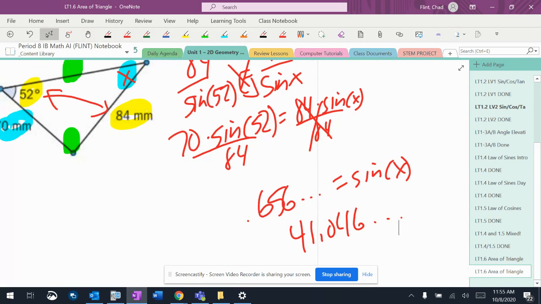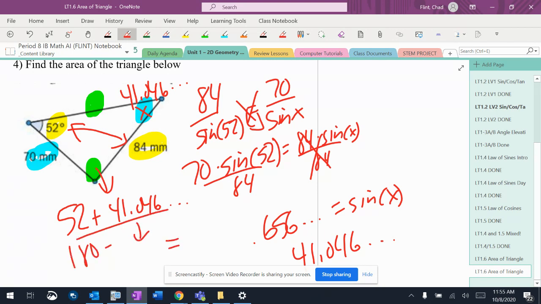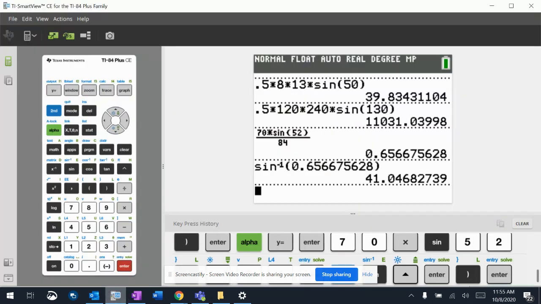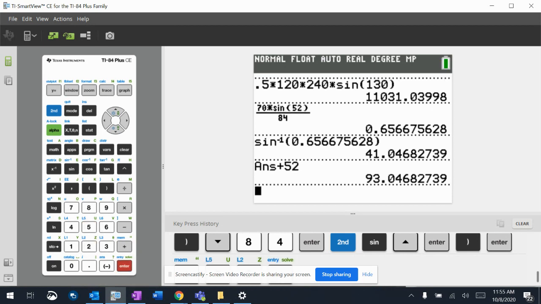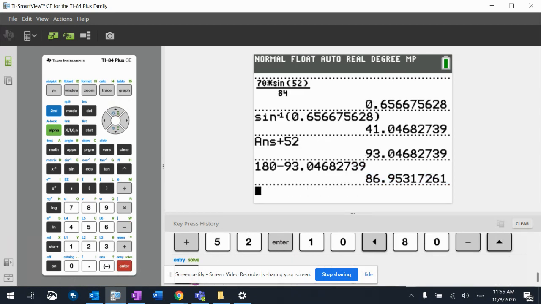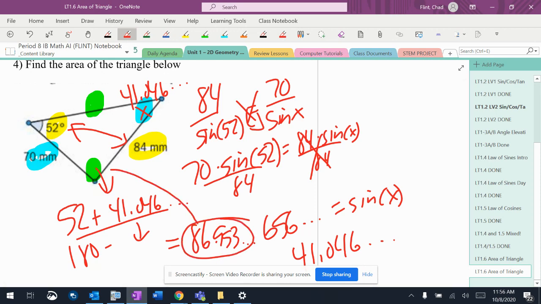Now, that didn't give me the angle that I wanted, but what it did allow me to do is figure this angle out because the three angles have to add to 180. So 52 plus 41.046, and then I'm going to do 180 minus that number, and it's going to spit out the one that I want. So I'm going to add 52 to that angle I just got. Then I'm going to do 180 minus that angle right there. I'm going to get 86.953. So that's the angle that's going right there.